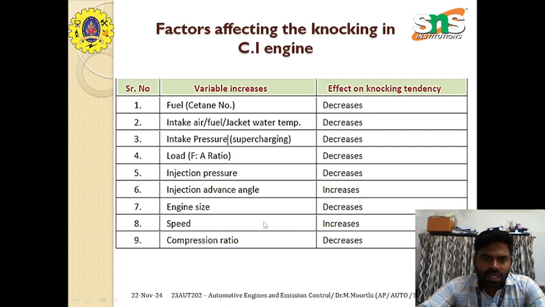Next, a higher compression ratio in any engine reduces or decreases the knocking in the combustion chamber. So there are numerous factors that directly affect knocking during the combustion process. While designing the combustion chamber, we have to consider these factors so that we can minimize, as much as possible, the knocking tendency in the combustion chamber during the combustion process. Thank you.